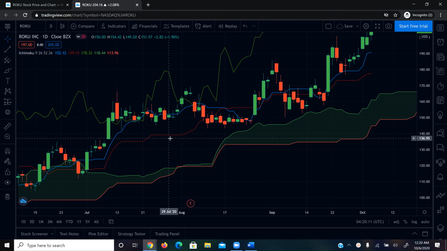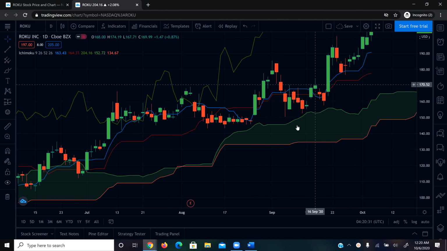The red line down here is called the baseline. The baseline is a moving midpoint. It is based on the high and low over a set number of periods, normally 26 periods, and is calculated by adding the high and the low and dividing by two for each period. So as you can see, they're essentially moving averages, but of different periods.